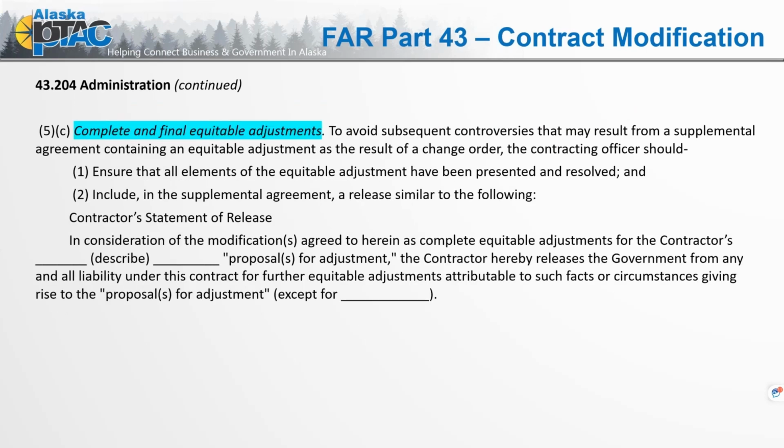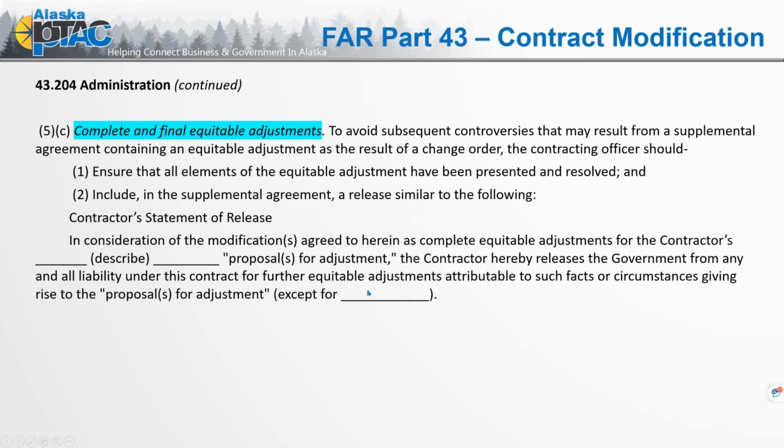And finally, under this last component of administration, we have the complete and final equitable adjustments. To avoid subsequent controversies that may result from a supplemental agreement containing an equitable adjustment as a result of a change order, the contracting officer should, 1, ensure that all elements of the equitable adjustment have been presented and resolved, and 2, include with the supplemental agreement a release similar to the following.